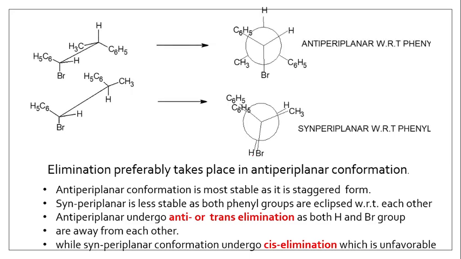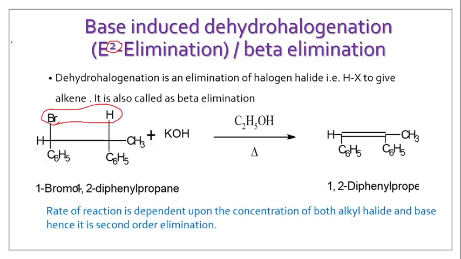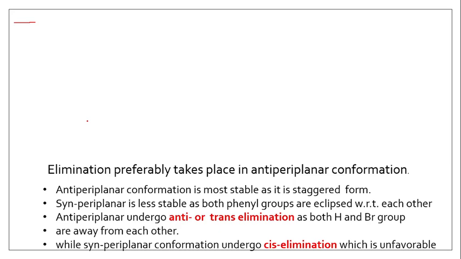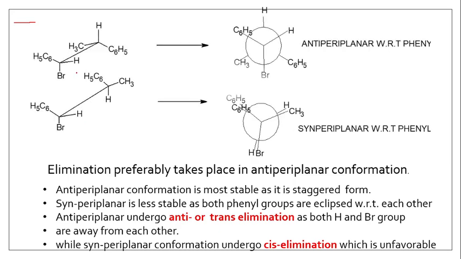Now, elimination takes place preferably in the anti-periplanar conformation. Now I will show you what the anti-periplanar conformation is. See this molecule. We have converted this molecule into Sawhorse projection formula. The Sawhorse projection formula of the molecule is simply like this. I'll draw this molecule in this way also. From the previous reaction, see this C6H5, C6H5, H and Br are there. So this is the bromine atom and the hydrogen atom.